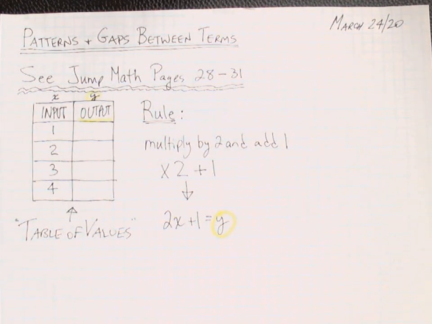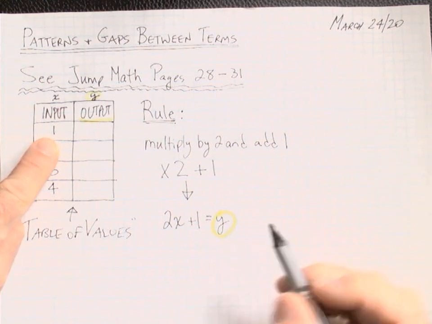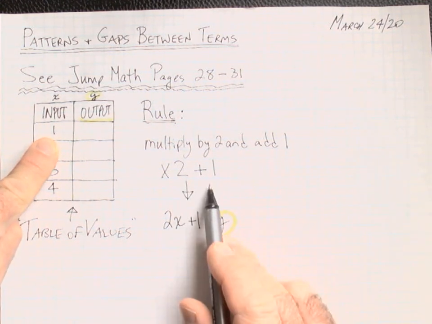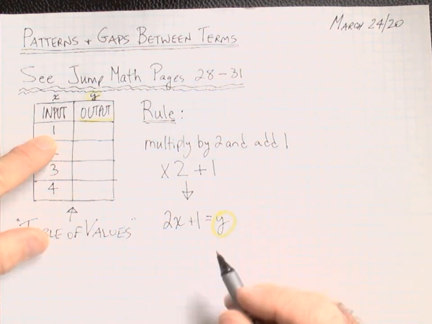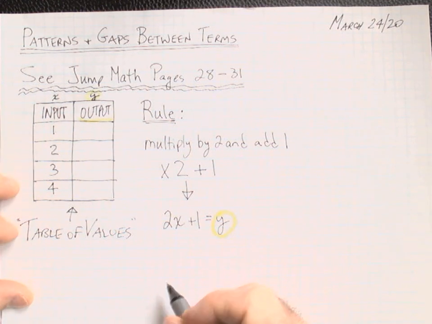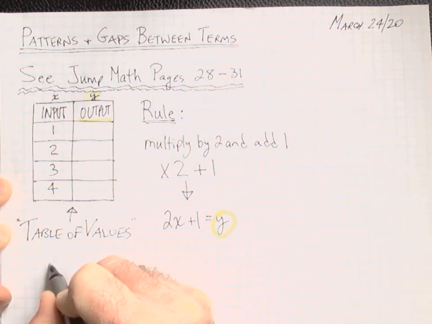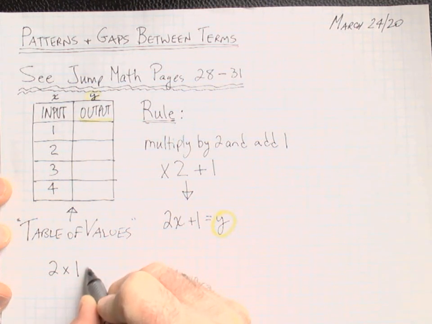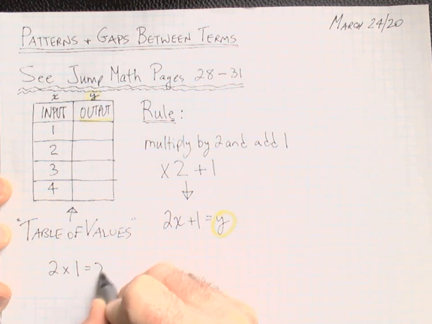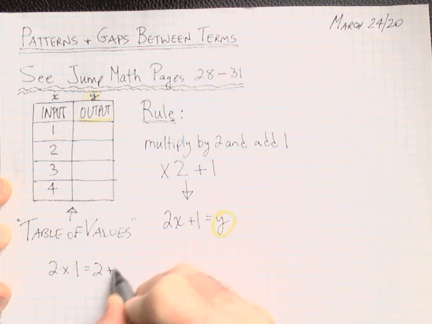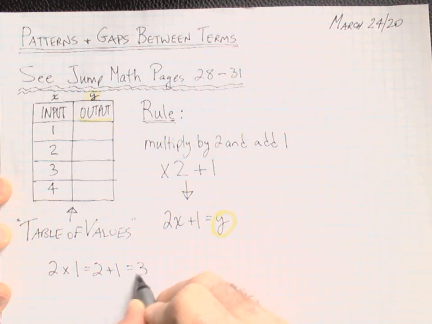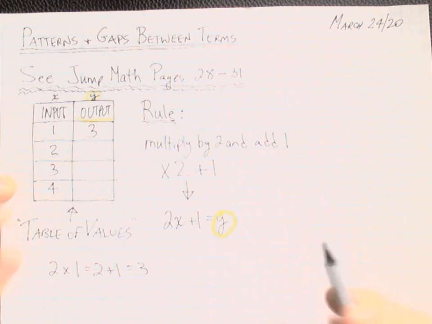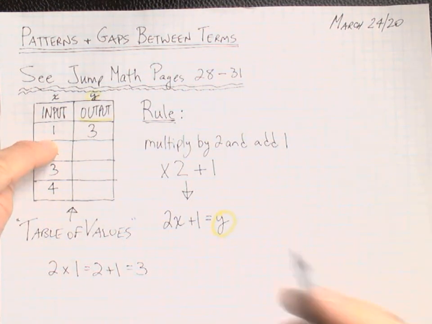Okay, so we're going to take 1 multiplied by 2 and then add 1 to it. So sometimes we can do that by substituting. I'll do the work for that down below. So 2 times 1 is equal to 2, plus 1 is equal to 3, and that is our output when our input is 1.